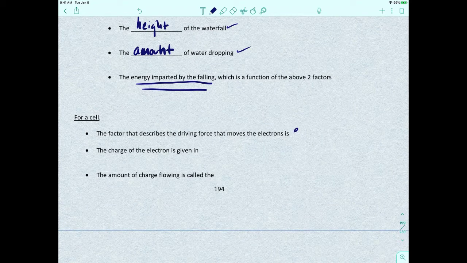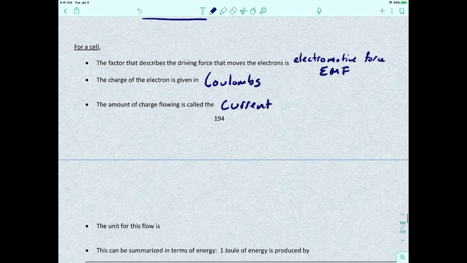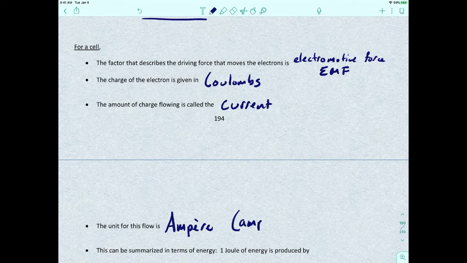Okay. Now, for an electrochemical cell, the factor that describes the driving force that moves the electrons is called electromotive force, or EMF. The charge of the electron is going to be given in coulombs. The amount of charge flowing through the circuit is called the current. And the unit for this flow is called the ampere, or, to shorten it, amp.